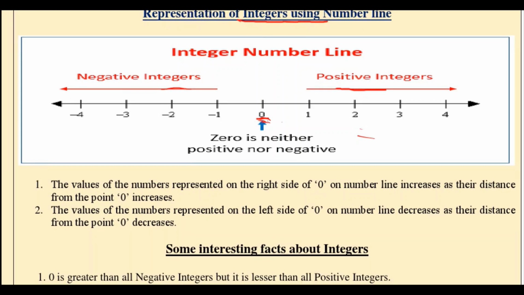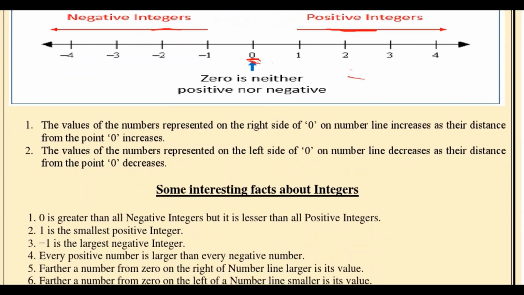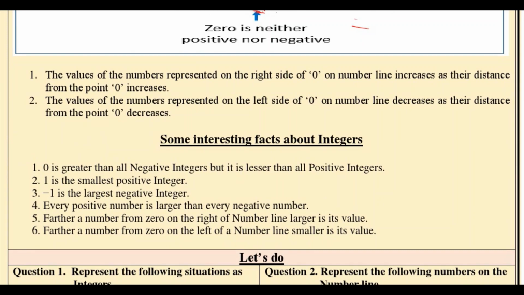And as you know, all the negative integers are smaller than 0, and all the positive integers are greater than 0. Okay, now let's come down. Some interesting facts about integers are given here. 0 is greater than all negative integers, but it is lesser than all the positive integers, as I have told you. 1 is the smallest positive integer. You need to keep this in mind, and minus 1 is the largest or greatest negative integer.